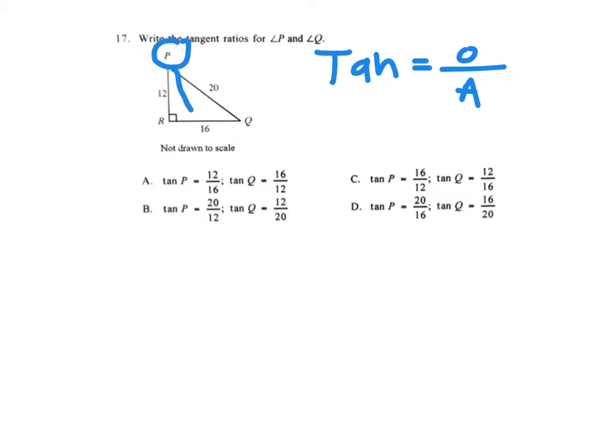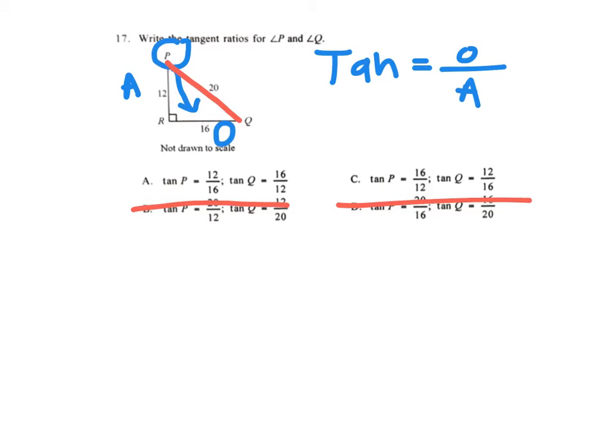My opposite is across from P. It's going to be 16. My adjacent is right next to it. It's going to be 12. Remember, your longest side is your hypotenuse, so you won't use it for any of your tangent ratios. So if you want, cross out anything that has a 20 in it, because we're not going to use 20.